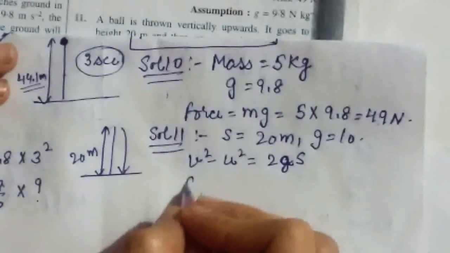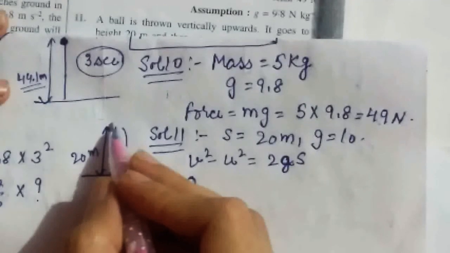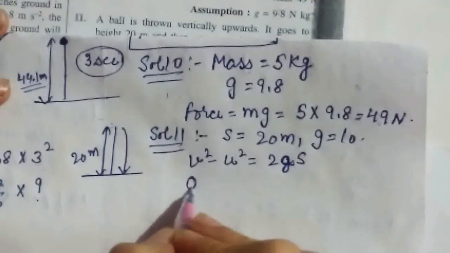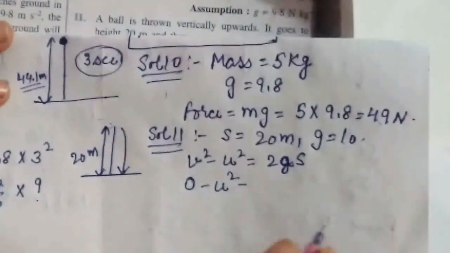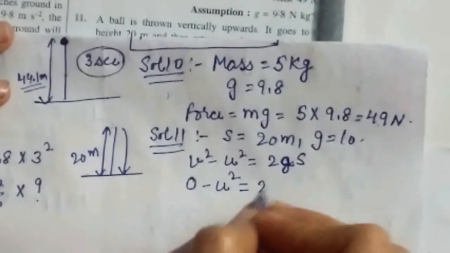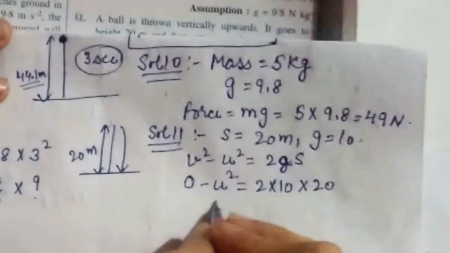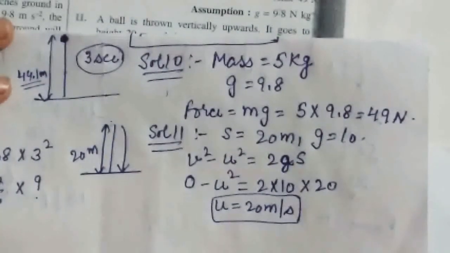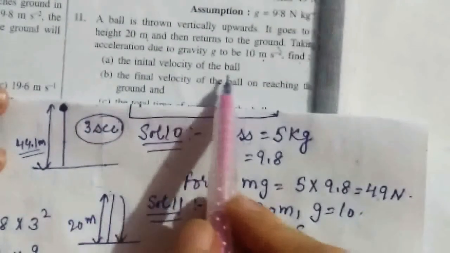Here the final velocity becomes 0, because the ball is thrown vertically upward and goes to a height of 20 meter, then returns back to ground. So the final velocity is 0. Minus u square, u is what we have to calculate, 2 into 10 into 20. Then u will come out 20 meter per second after calculating. So this is your answer of the first part, the initial velocity of the ball.